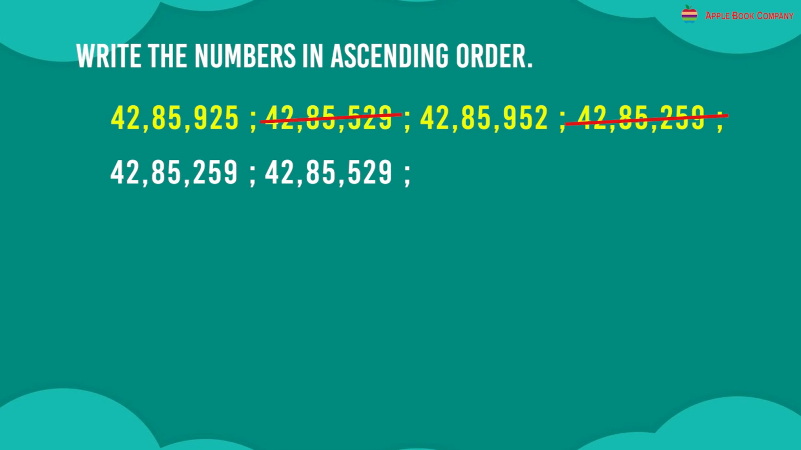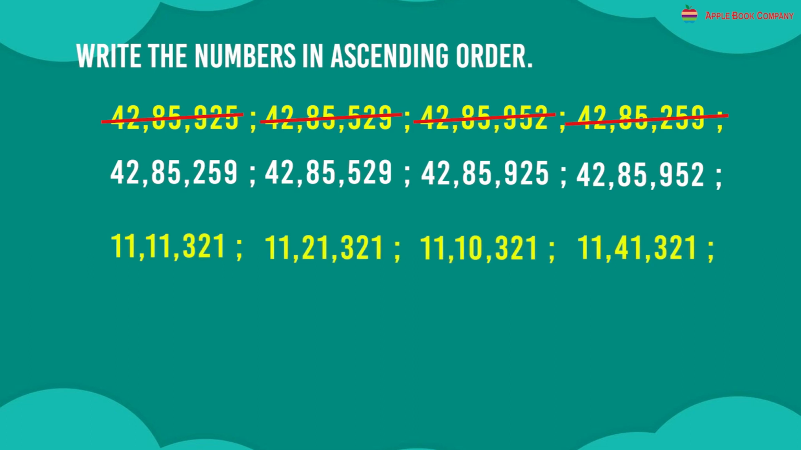42,85,529. In the remaining two numbers, since 9 is common, let's compare the last two numbers 2 and 5. Since 2 is less than 5, the next number in the order is 42,85,925 and the last number is 42,85,952. In the next sequence given, we see that the first two numbers are the same for all the numbers.